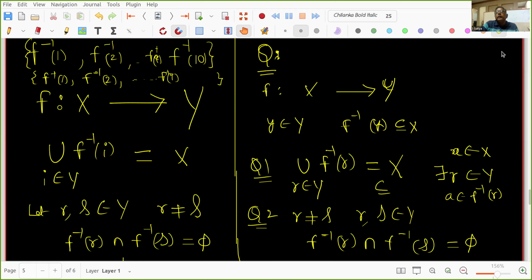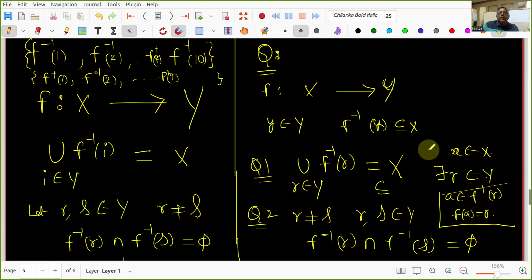Okay, Komalpreet. Yes, sir. A belongs to F inverse of R means there A belongs to X such that... No. What do you mean by A belongs to F inverse of R? Tell me the answer. It means that F of A is equal to R. Yes, F of A is equal to R. So what is it that we are asking? If A belongs to X, there exists an R belonging to Y such that F of A equals R.